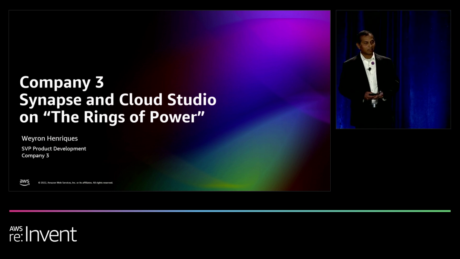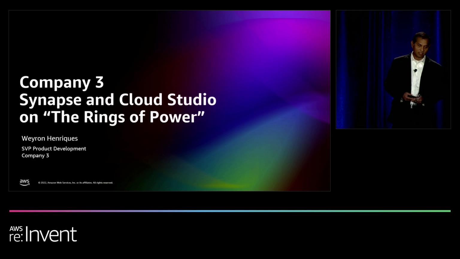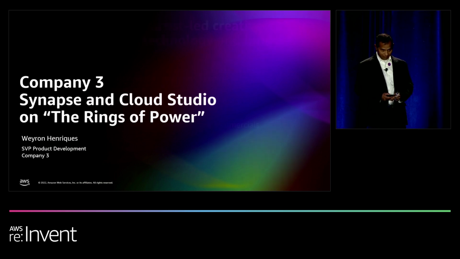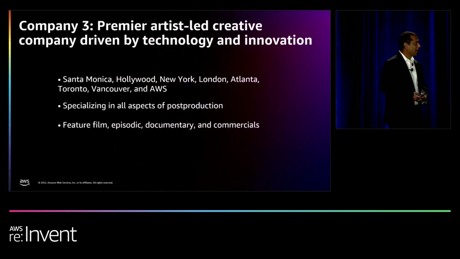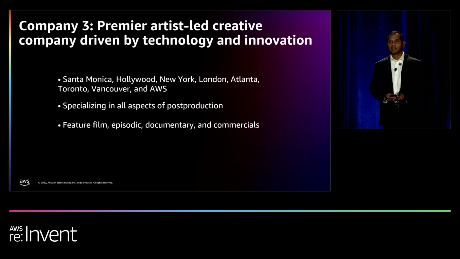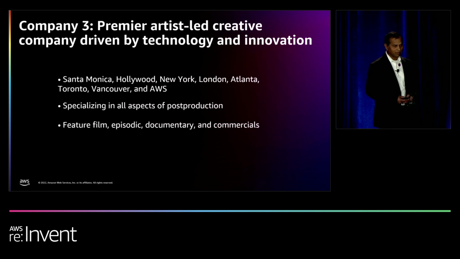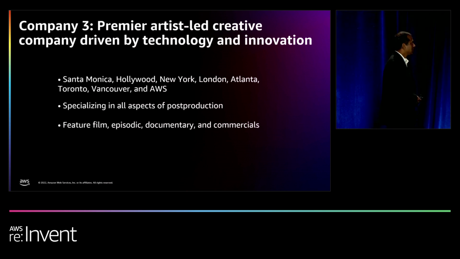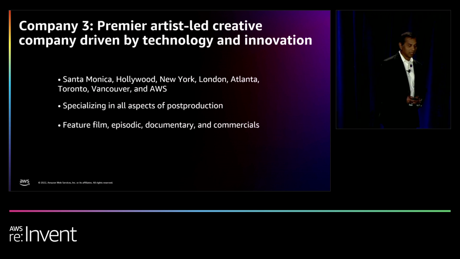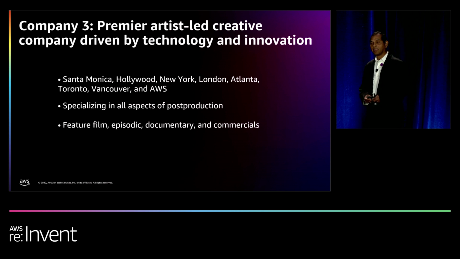I'm going to talk about Synapse and Cloud Studio, Company 3's innovations that we use on the Rings of Power. But before that, what is Company 3? Company 3 is a premier artist-led creative company driven by technology and innovation. We are located in Santa Monica, Hollywood, New York, London, Atlanta, Toronto, Vancouver, and AWS.